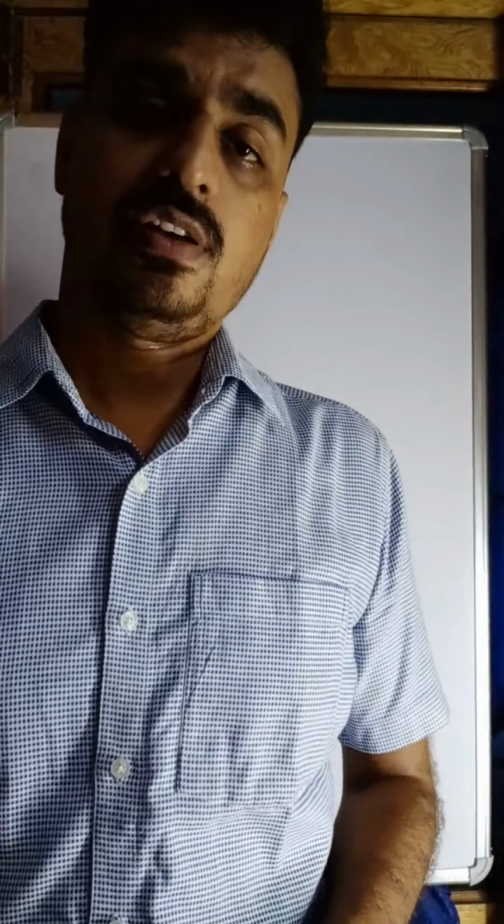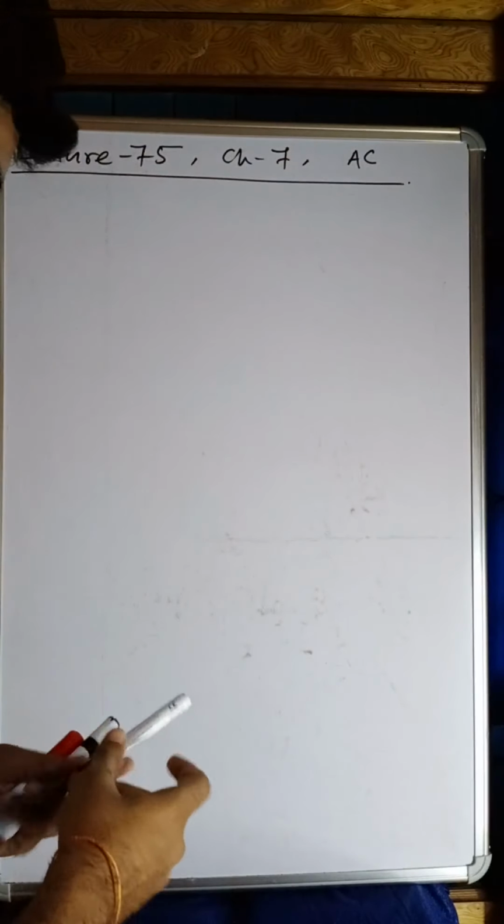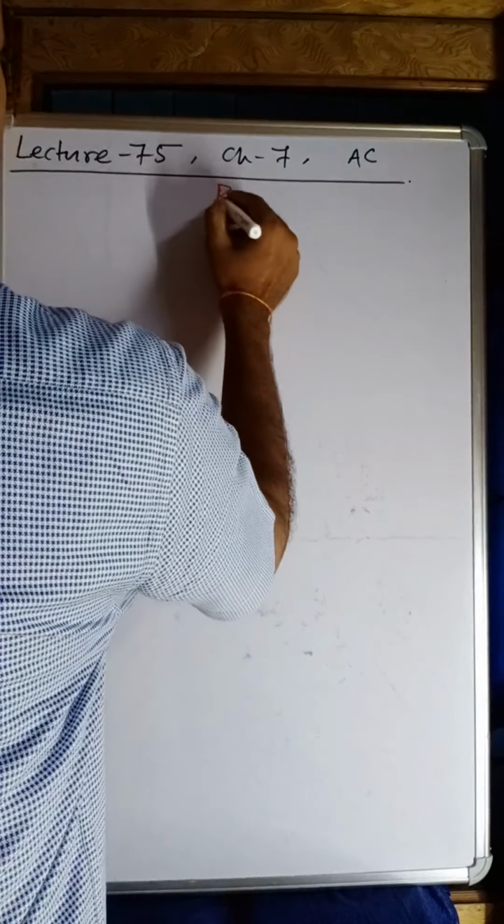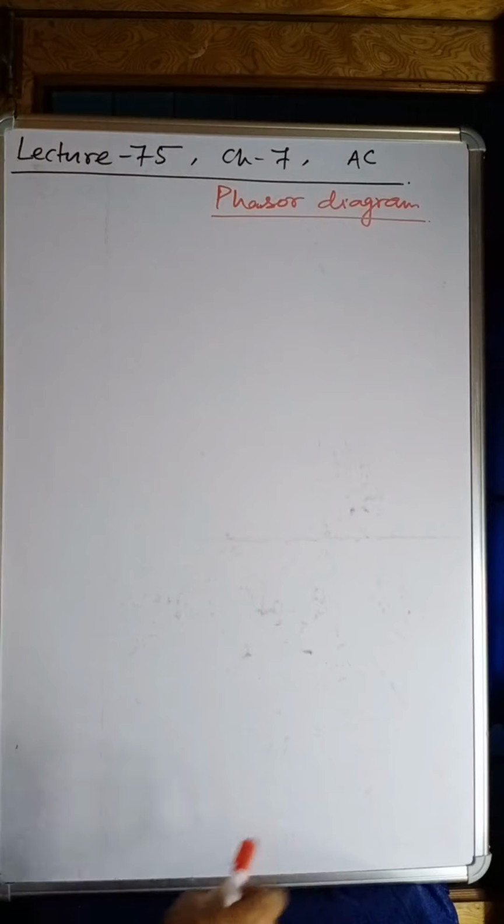Of chapter 7 NCERT. It is alternating current, and today's topic is phasor diagram. It is the first topic, the phasor diagram. Then we'll continue for the next topics.